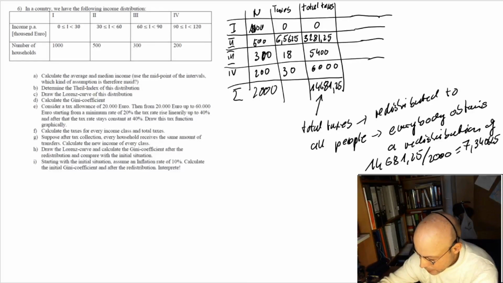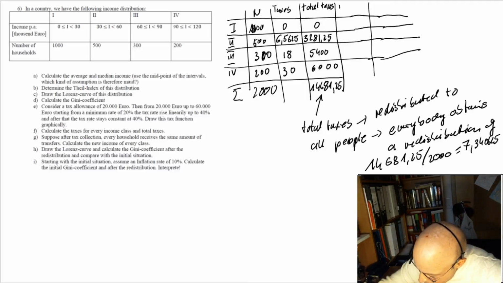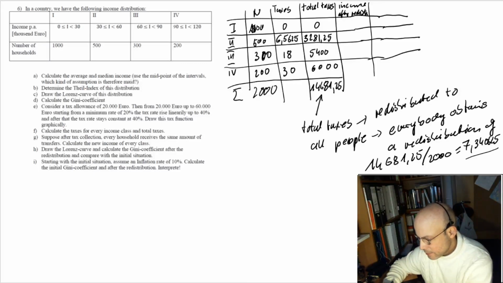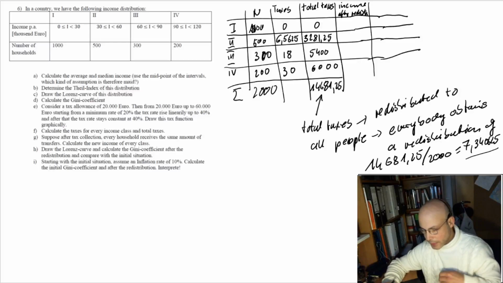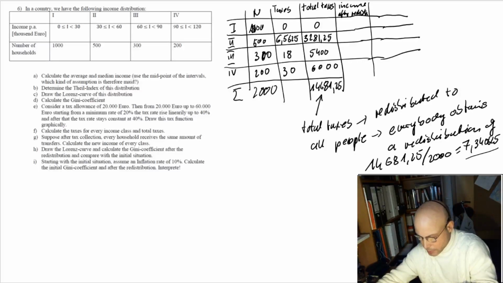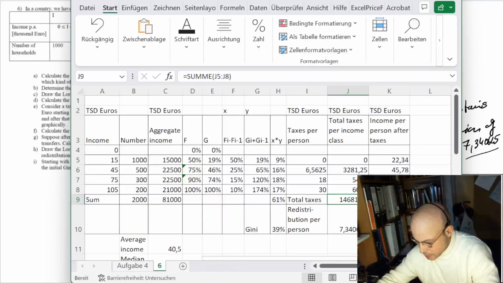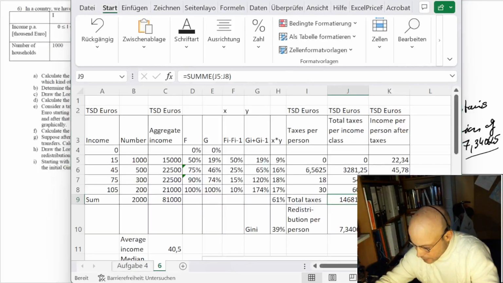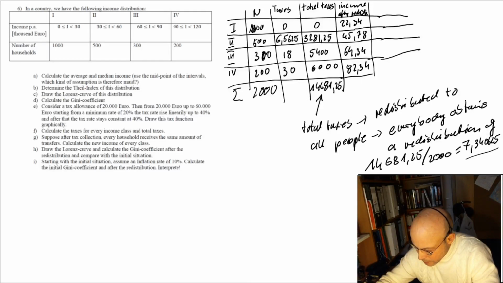And then we have income after redistribution, and this would be that everybody gets back 7,340 euros, and so we have new incomes of 22,340, 45,340, 64,340, and 82,340.